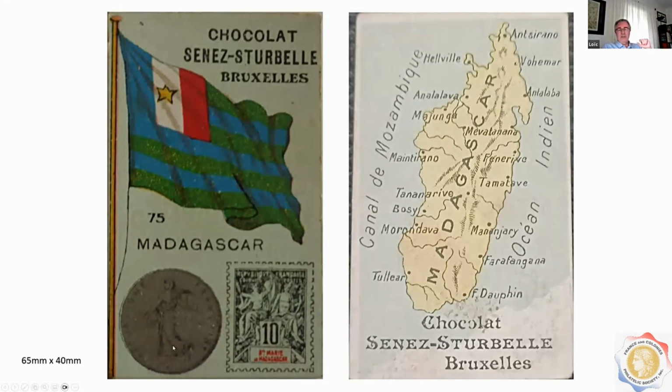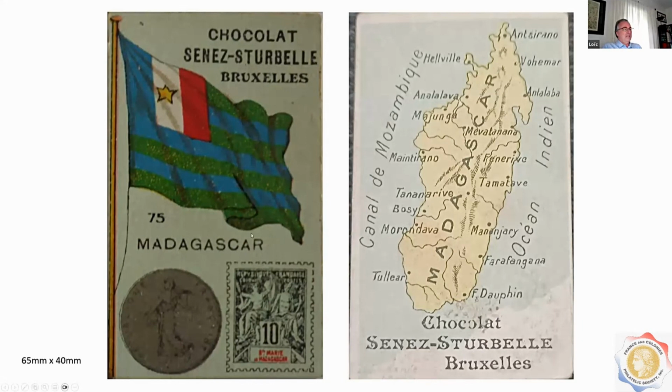The coin is obviously the Semeuse that was engraved by Oscar Roty. It was used mostly in the Third Republic, but the same design was also reused starting in 1960. So if you remember going to France before we switched to the euro, you might have seen 1 franc coins with that same design on the back.